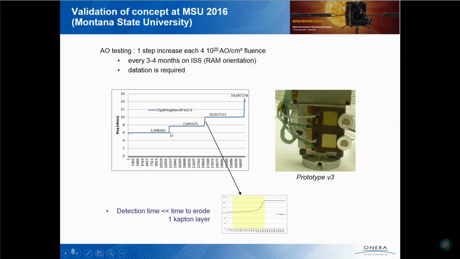And of course, considering the operation of this kind of detector, detection is required to capture the time of erosion of one layer.